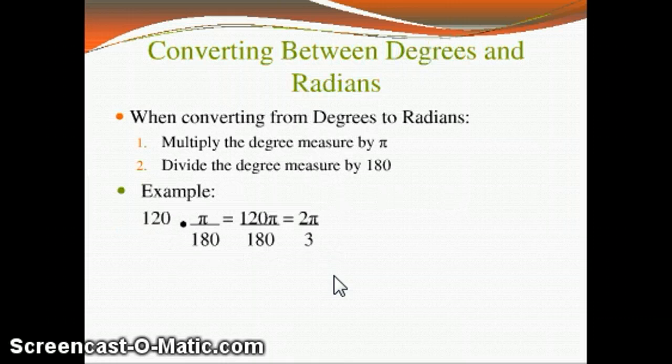Now when you convert between degrees and radians, it's basically the exact opposite. Let's say you have 120 degrees and you want to convert it into radians. You would first multiply it by pi and then divide it by 180. Since pi ratios keep the symbol pi in the answer, you just want to simplify the equation. So 120 pi over 180 will simplify into 2 pi over 3. Sounds easy enough, right?